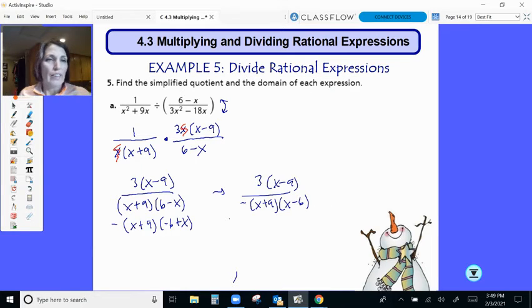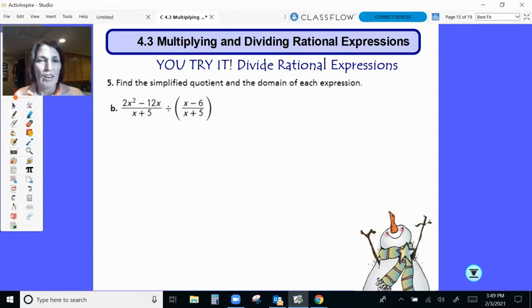Okay. All right. Next up, let's go ahead and divide one more. You might want to try this, turn off your video, try it on your own, and come back and see how you do.